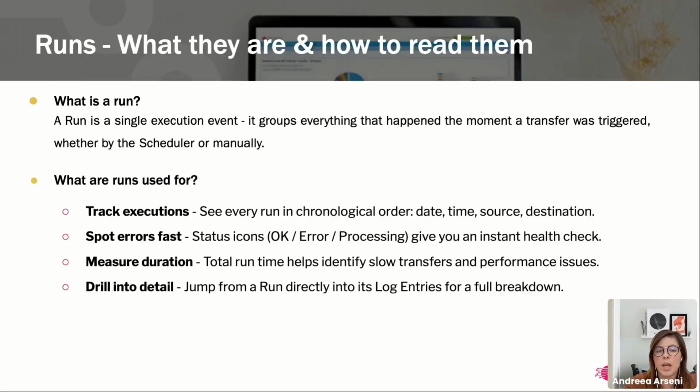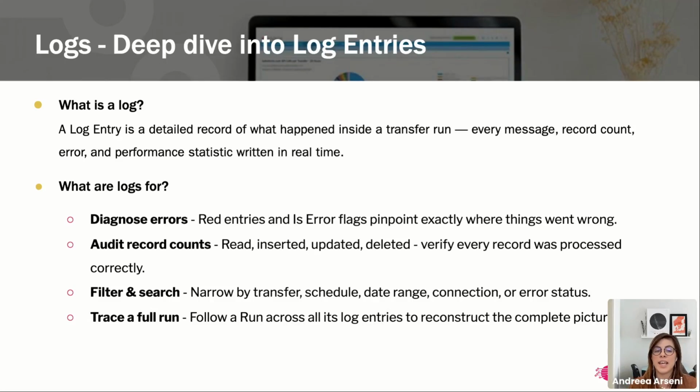So that would be, I would say, in a nutshell, what the run is. And then, of course, linked to a run, we have logs. So they go hand in hand. A log entry is more detailed information about what happened inside a run. The run would be the parent, right? And within that, you get to see all these log entries that are relevant for every single transfer. So here you would see every message, the record count, the error message, and any performance issues with that specific transfer.